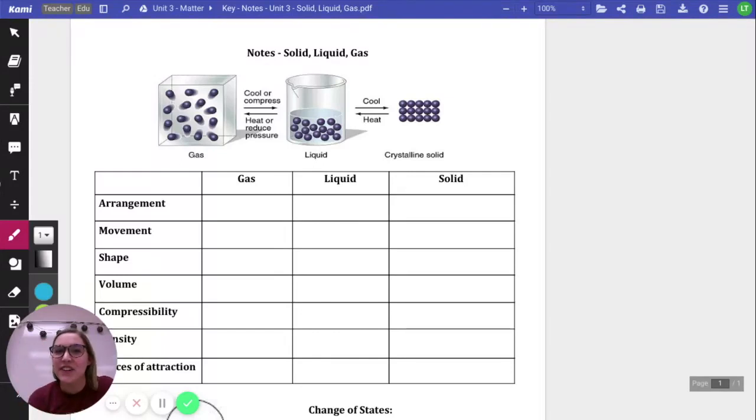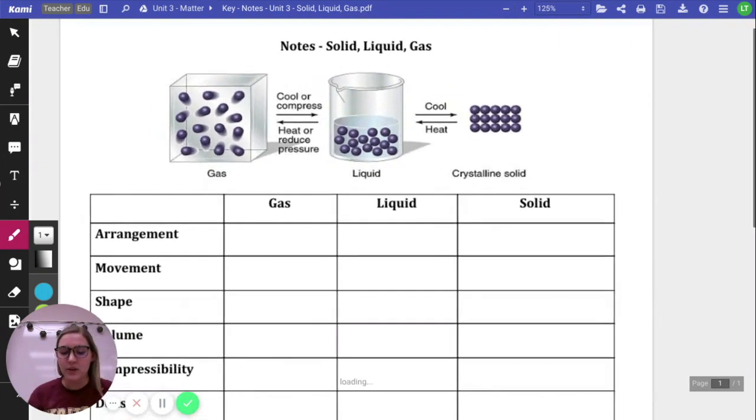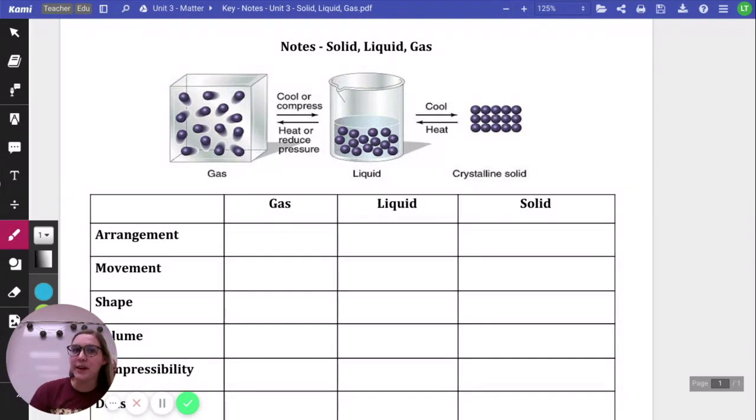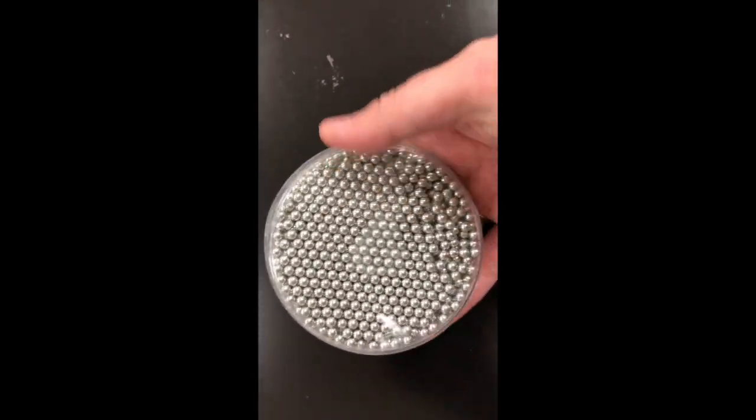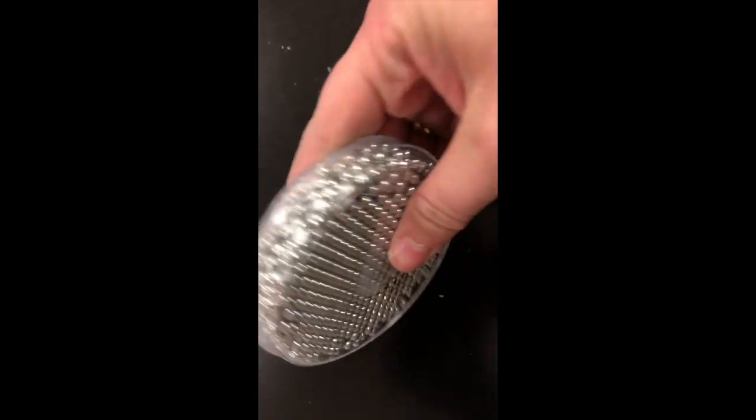Guys, in this video, we are going to go over properties of solids, liquids, and gases and talk through phase changes. All right, so guys, we're going to start by talking about the arrangement. So we're going to start with solids, and next is going to be a little video clip showing you a demonstration of solids. Okay guys, so you can see this is a visual aid of what solid particles would look like. So as you can see, they are super tightly packed.